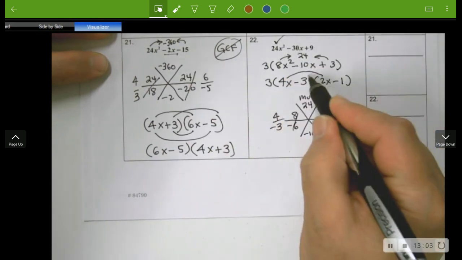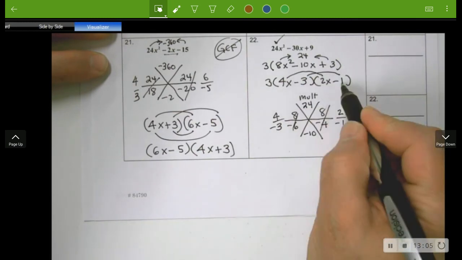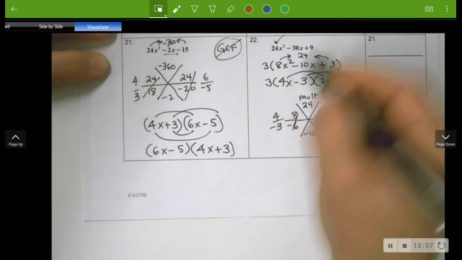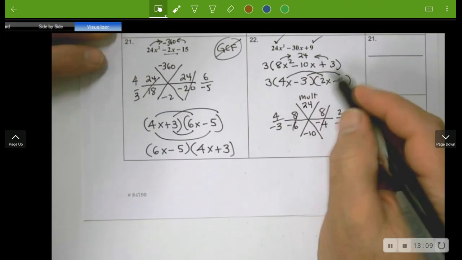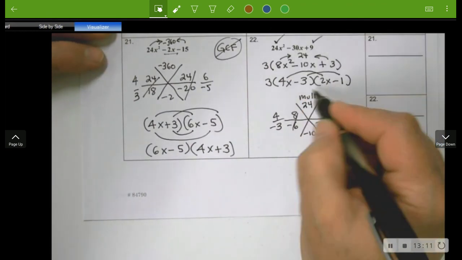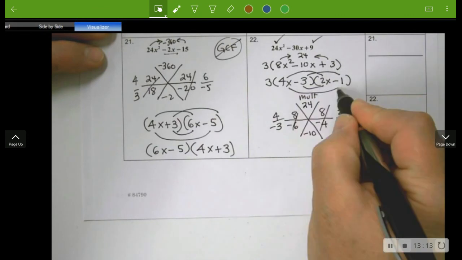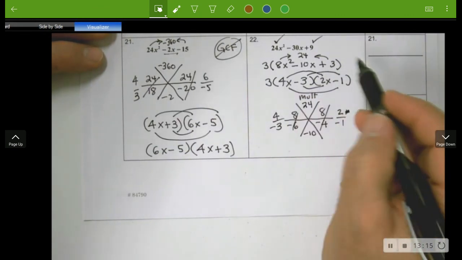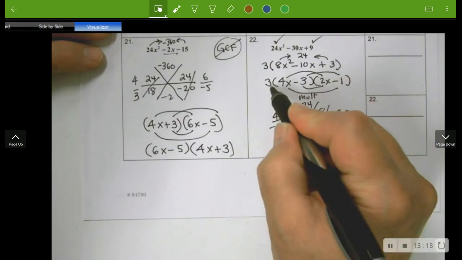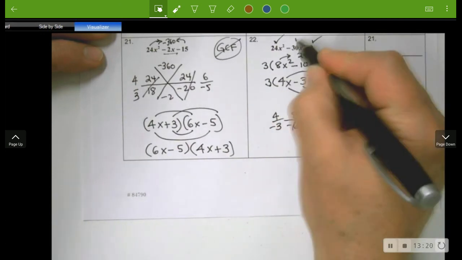The last times last is 3. 3 times the 3 on the outside would be 9. And the only thing left to check is this negative 30 in the middle. Negative 6x minus 4x is negative 10x. Then you triple it because of the 3 on the outside, and you get the right value there.